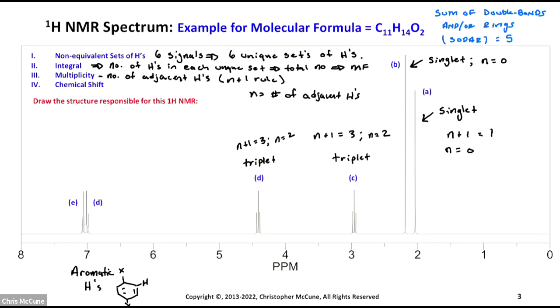And at D, I have a doublet. And so N+1 equals 2. And that means N is equal to 1. Same thing for E, I have a doublet. So N+1 equals 2, and that means N is equal to 1 as well. And so that probably means there's some sort of symmetry in the aromatic ring to only give 2 signals.